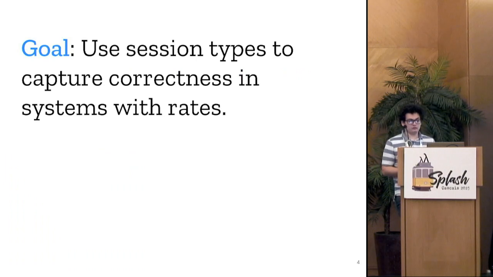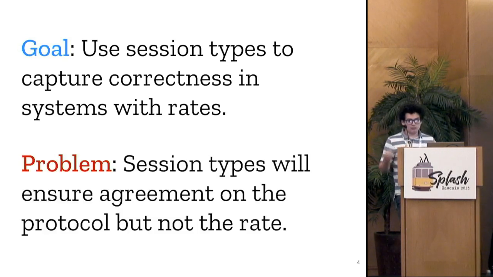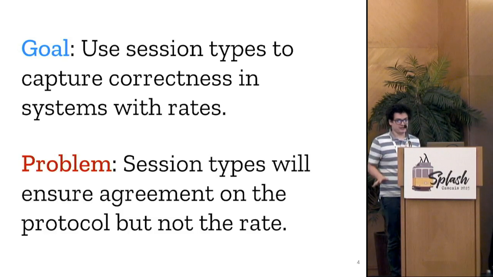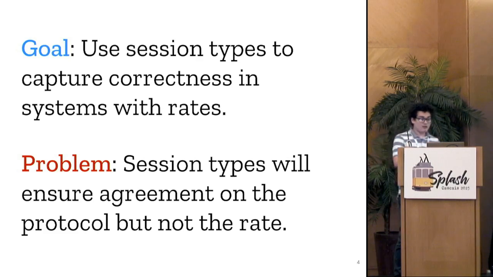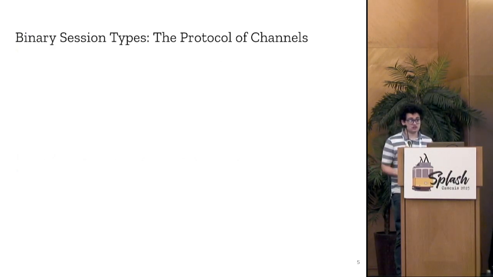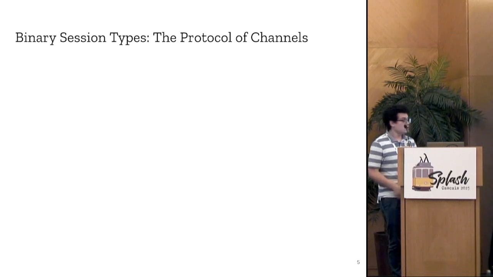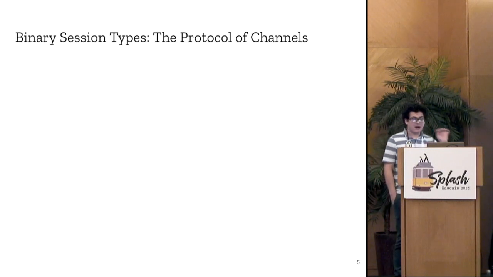So the goal of this paper was to use session types to capture some of these correctness properties in systems with rates. Now the problem we run into is session types are great at ensuring agreement on protocols, and they've even been extended to deal with some temporal aspects, but none of them really captured the correctness properties our systems expect from rates. Now, I should be clear here, what do I mean by session types, because there are many varieties. We based our system on traditional binary session types. We're going to use types to capture the protocol of our view of a channel.